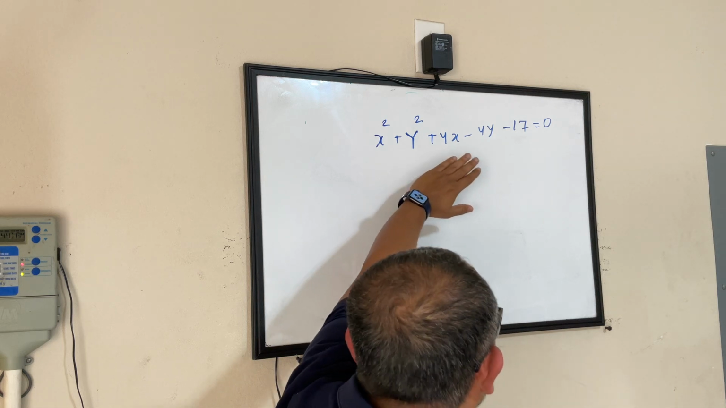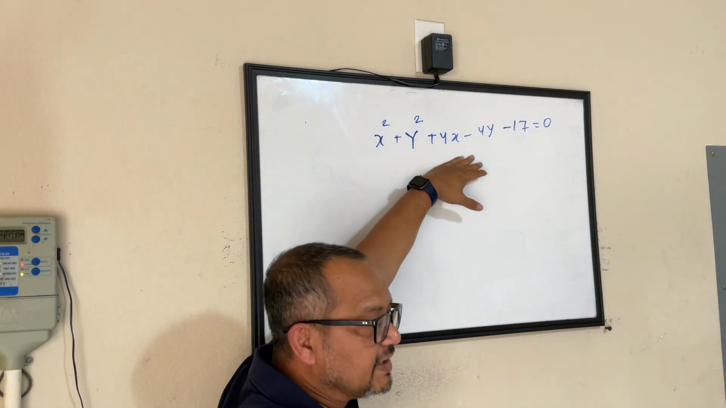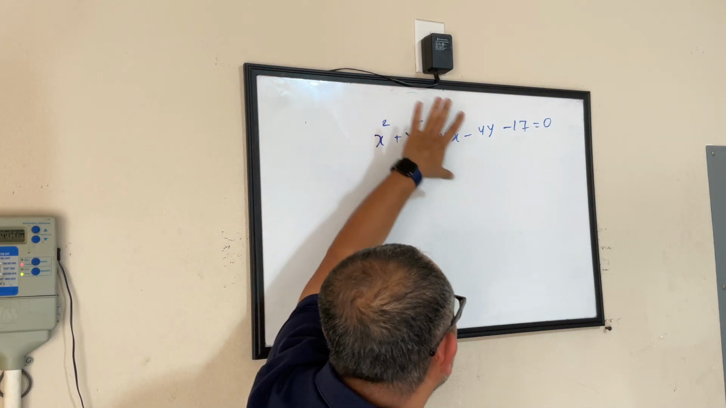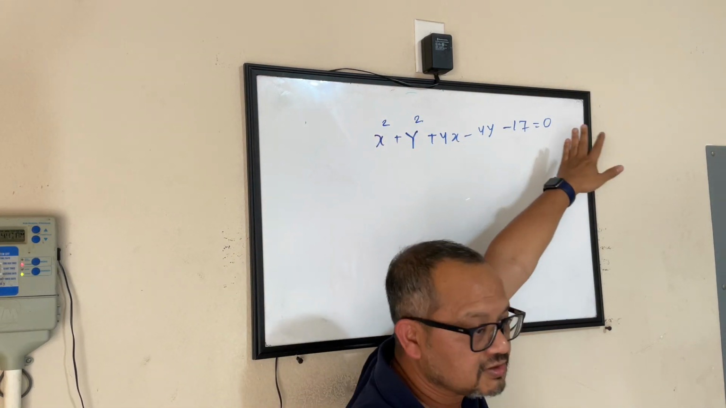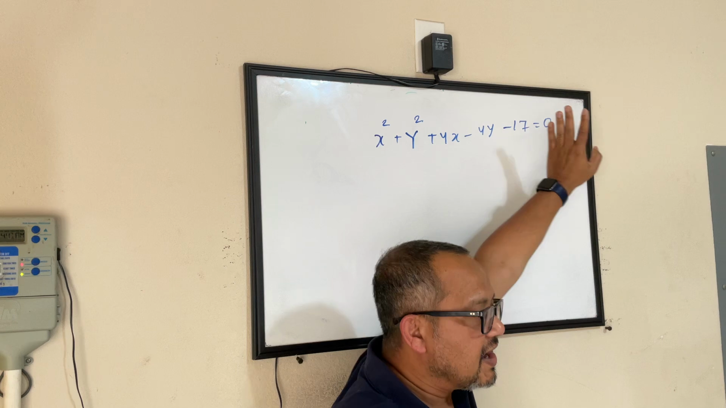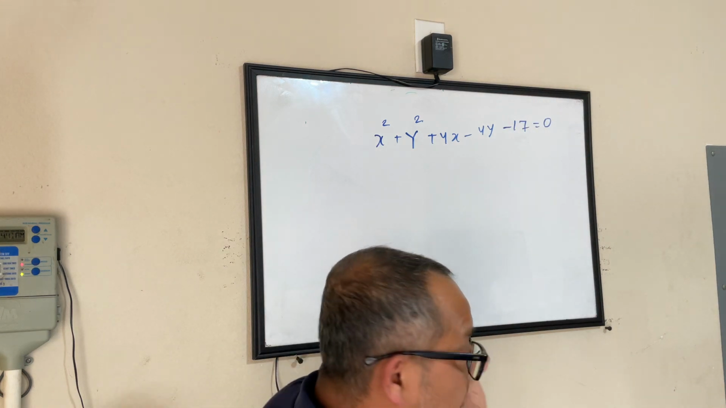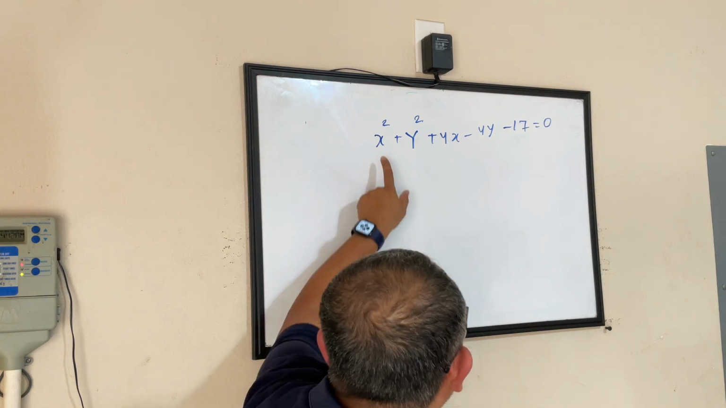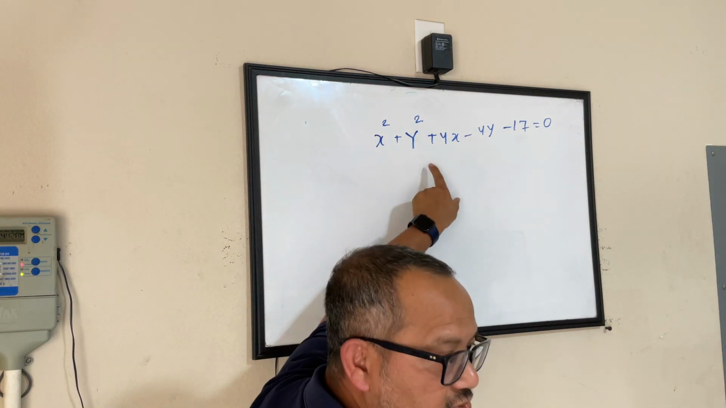If I have an equation, the first thing I'll check is the equation we have been given: x square plus y square plus 4x minus 4y minus 17 equal to 0. From this we have to find out whether this is a circle equation or not. For anything to be a circle equation, I need square of x and y both.